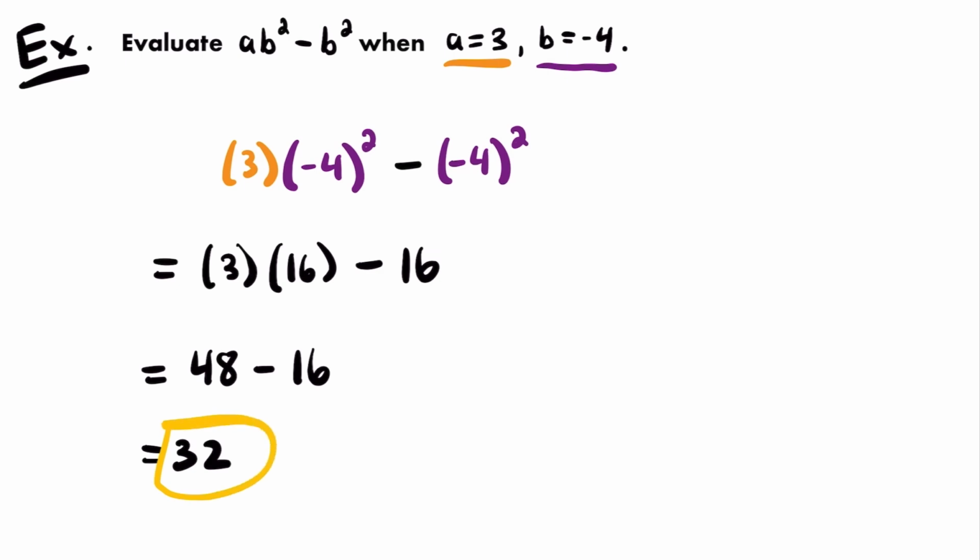Okay, that is the value of this variable expression when a is positive 3 and b is negative 4. Let's take a look at another example.